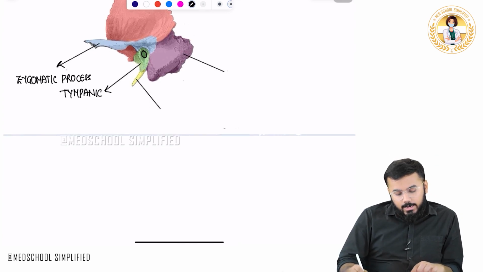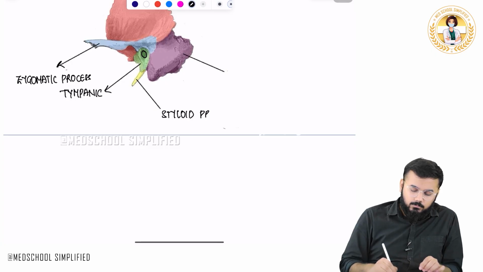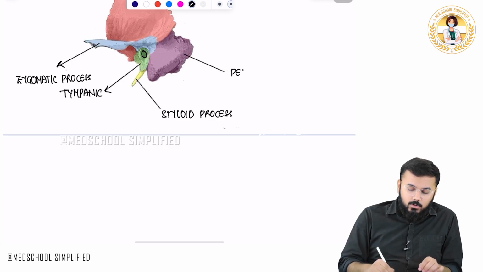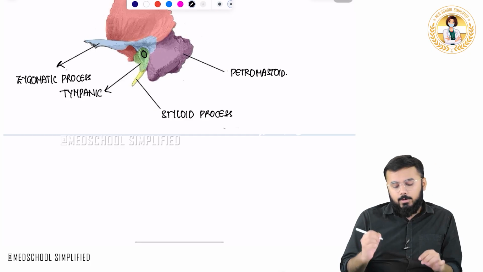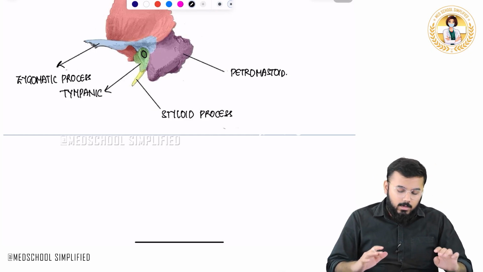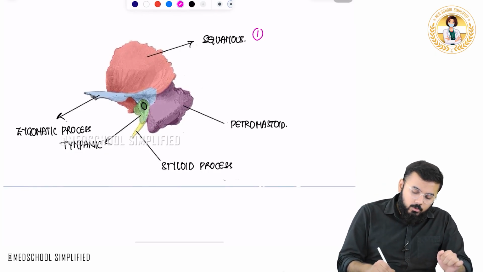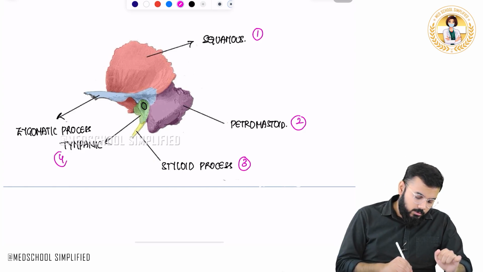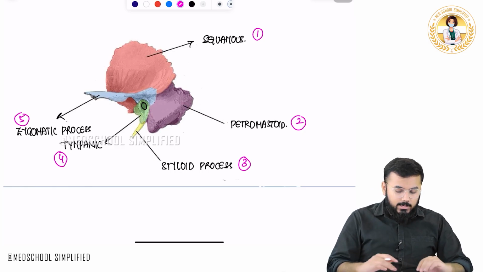Next, attached to this tympanic part, you see a process that is coming down. This is called the styloid process. And the back one you have here is called the petromastoid bone. So what are the different parts forming the temporal bone? First is the squamous, next the petromastoid, third the styloid process, fourth the tympanic, and fifth the zygomatic process, right? So these are the different parts.